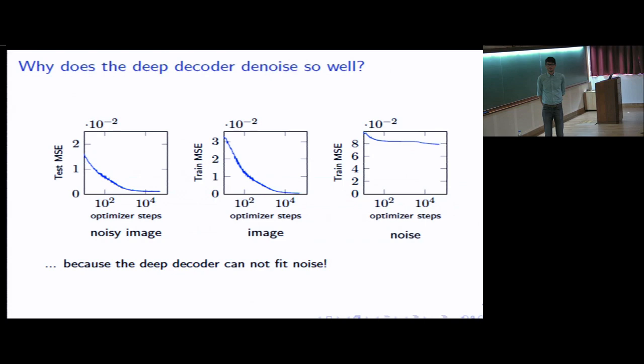Just to make sure I understand: when you get a noisy image, you take your deep decoder and give it some arbitrary noise and try to get it to match this noisy image. And then afterwards, you feed that noisy image through and it denoises it. Is that how it works?